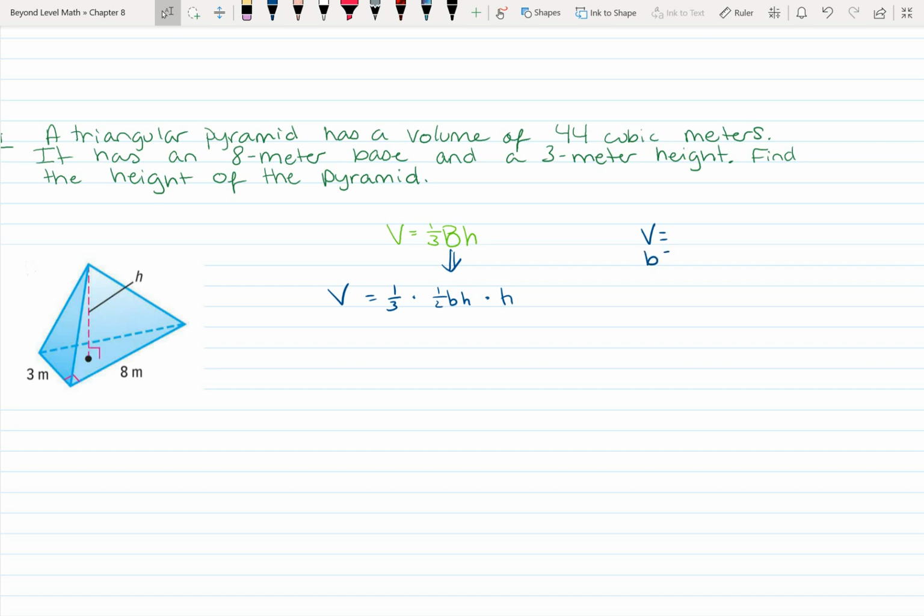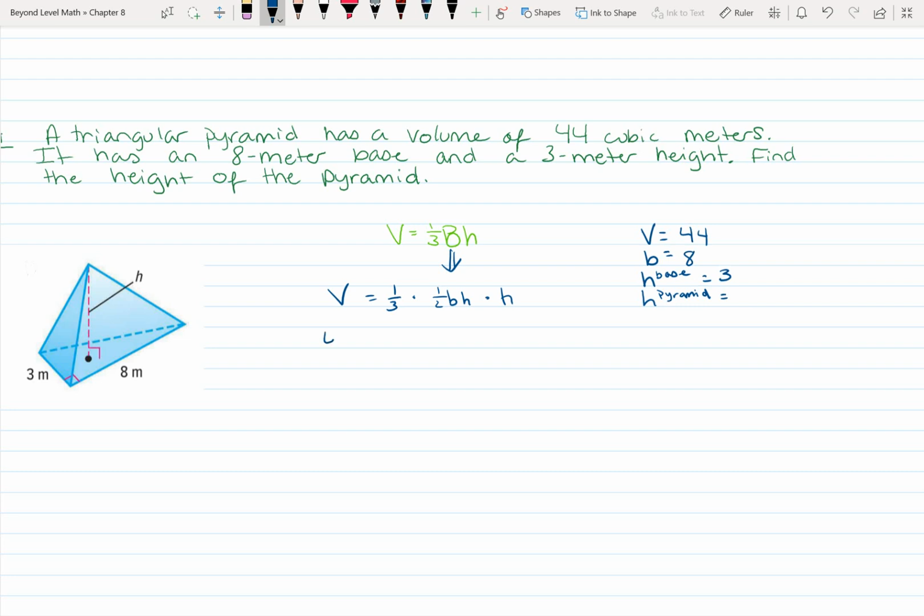V, base, this is height of the base. The second H is height of the pyramid. Alright, so it says the triangular pyramid has a volume of 44 cubic meters. So 44 will be my volume. It has an 8-meter base. A 3-meter height. Find the height of the pyramid. So I'm going to leave that one blank and it'll stay H.